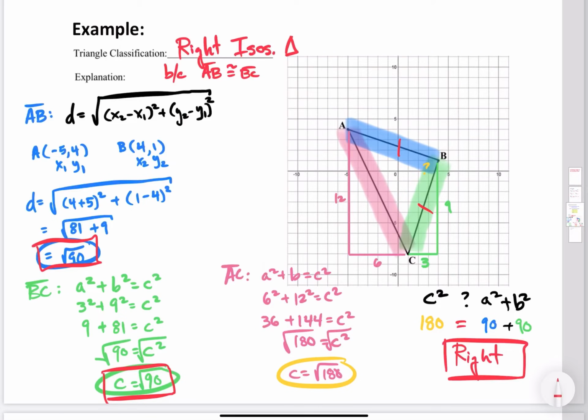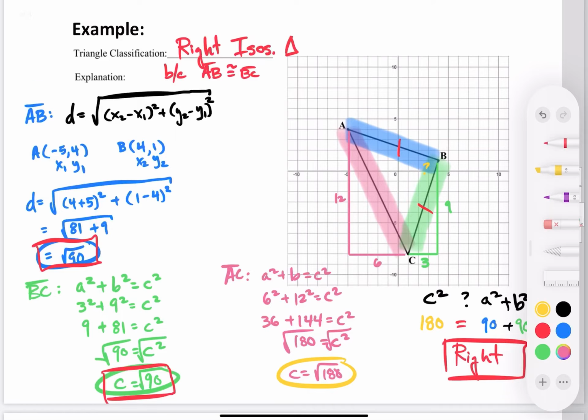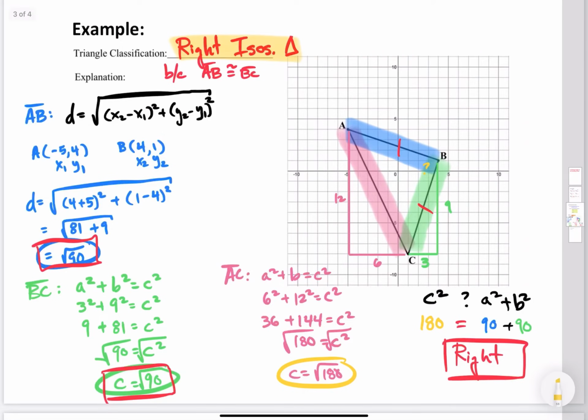And we know it's a right triangle because it does meet that requirement of a squared plus b squared equals c squared. So that's our first one. Okay, it's a right isosceles triangle because AB is congruent to BC, and we've also proven it using our Pythagorean relationship here. Okay, let's go ahead and try this next one.